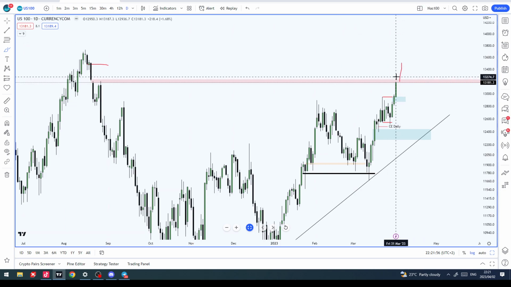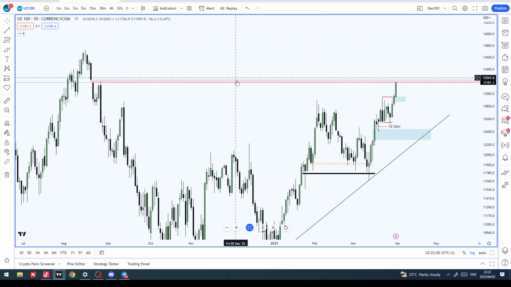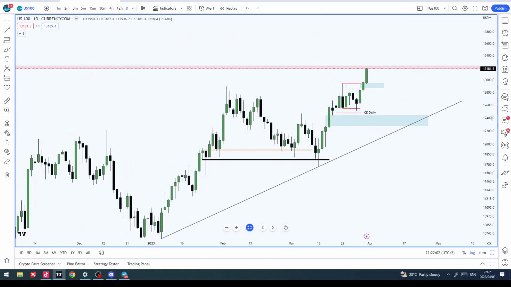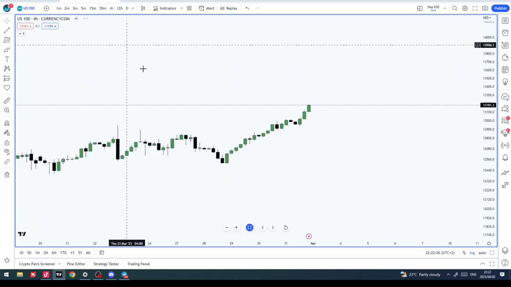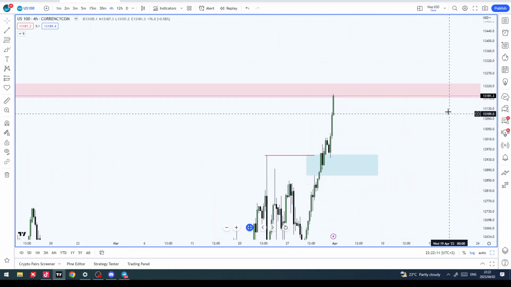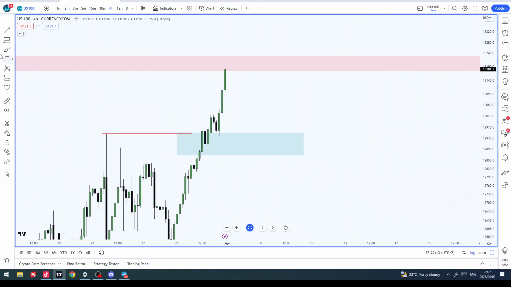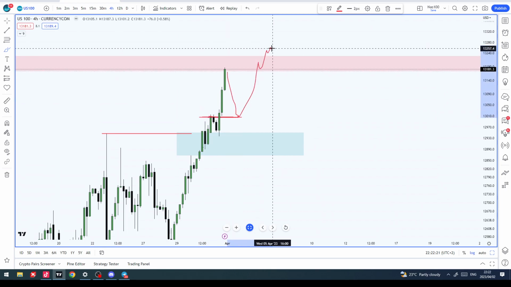Then maybe we see something to the downside, right? So for now, we are still a little bullish on NAS. If you are looking for entries, then of course it's going to be any retracements to the order block here. We take that to go higher.